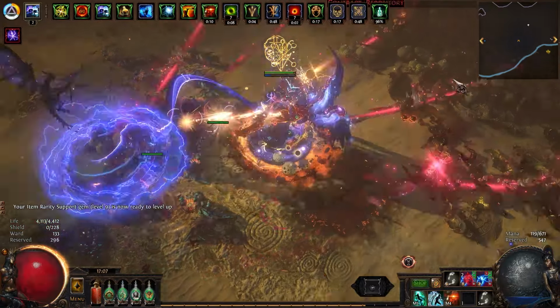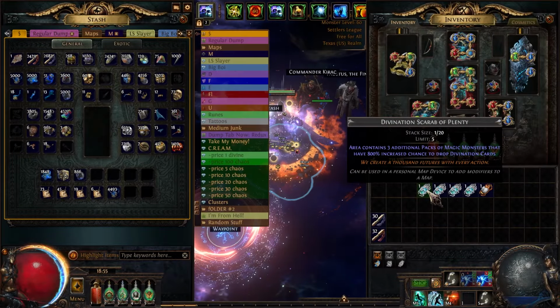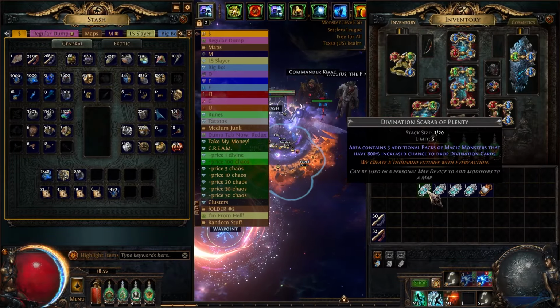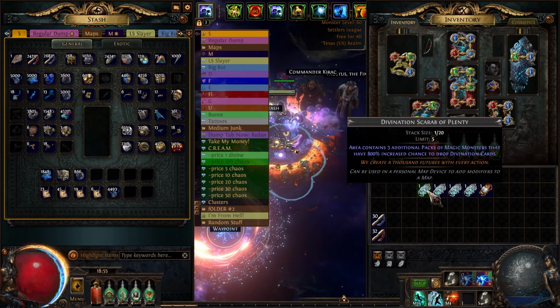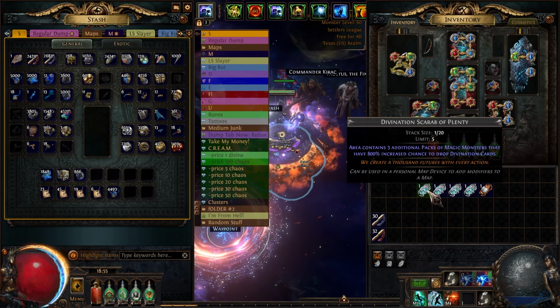And just to take a look at that scarab in-game, Divination Scarab of Plenty makes it so that the area will contain three additional packs of magic monsters that have 800% increased chance to drop divination cards. Now, this doesn't really sound all that great.